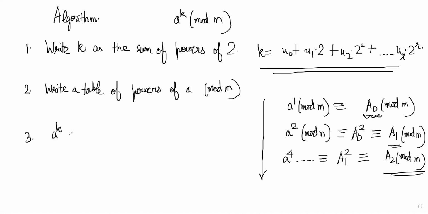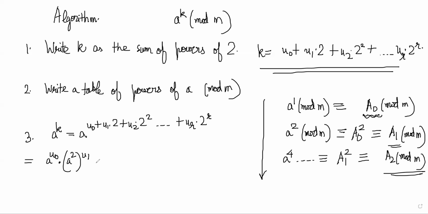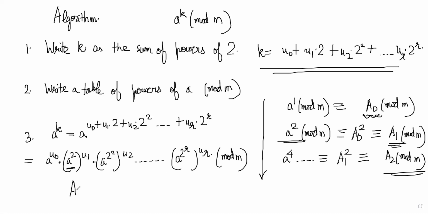So once you have built your table of powers, we have to find out A power k. A power k will be A power u0 plus u1 into 2 plus u2 into 2 square plus ur into 2 power r. So that will be A power u0 multiplied by A power 2 times u1 multiplied by A power 2 square times u2 and so on, A power 2 power r times ur, right? Now we have to calculate all of this mod m. So think about it, A square was equal to A1 mod m. So this is capital A1 and this is A power 1.